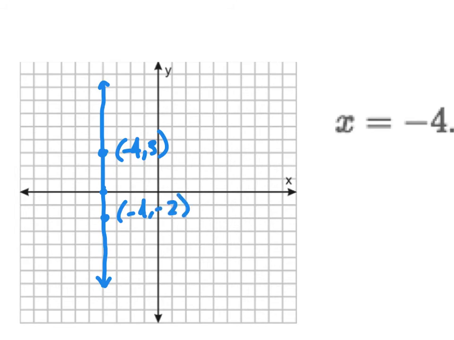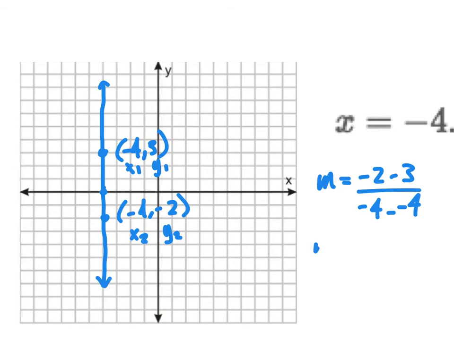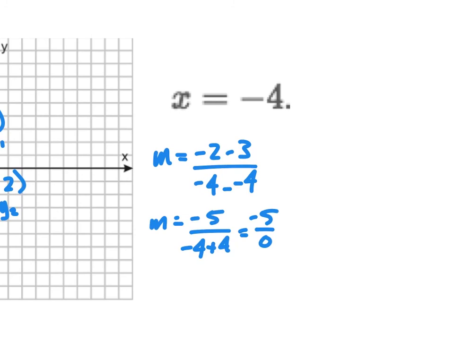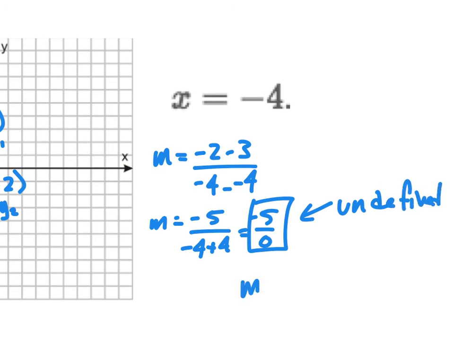If I find my slope, this is x1, y1, x2, y2, using my slope formula, I'm going to do negative 2 minus 3 over negative 4 minus negative 4. I'm going to get negative 5 divided by negative 4 plus 4. This is going to give me negative 5 over 0. Now, the issue here is that I can't divide by 0. This is undefined. Therefore, my slope is undefined. And that's it.